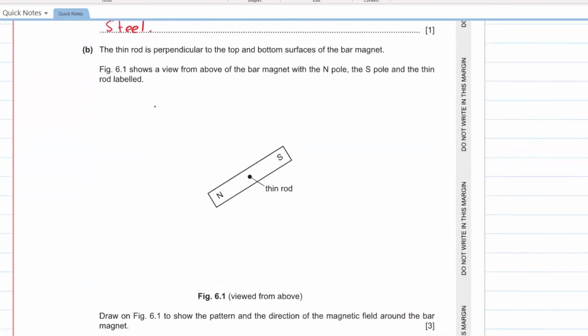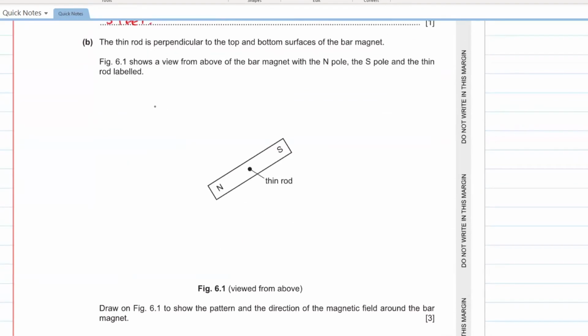The thin rod, okay, now this is a good question. Please pay attention. You have to draw a diagram as well. The thin rod is perpendicular to the top and bottom surfaces of the bar magnet. Figure 6.1 shows a view from above of the bar magnet with the north pole, the south pole, and the thin rod labeled.